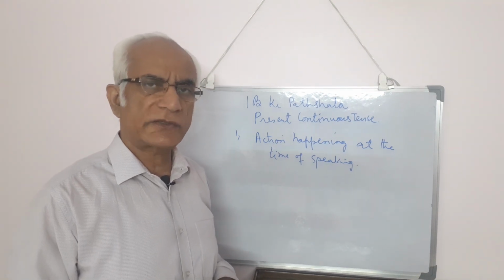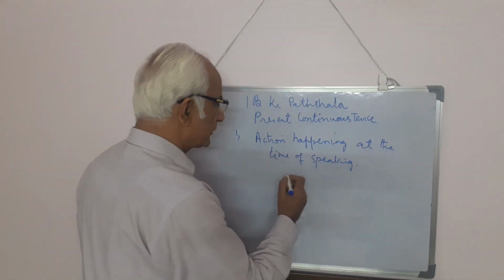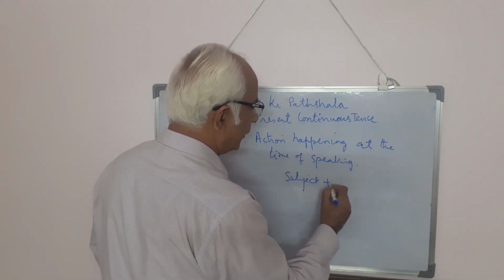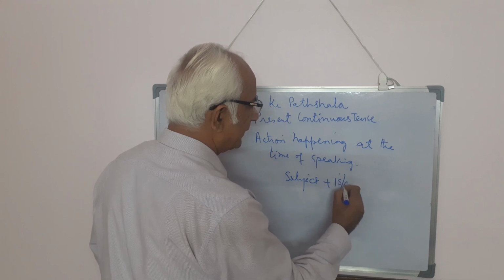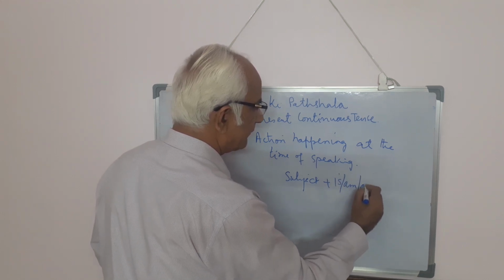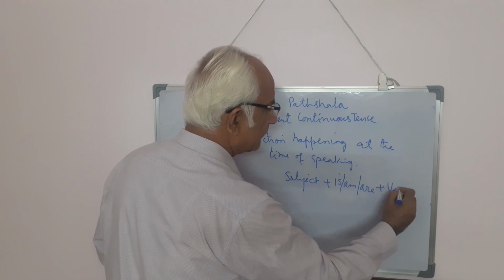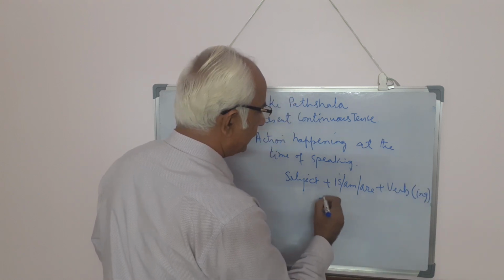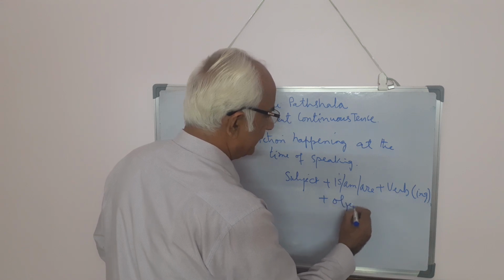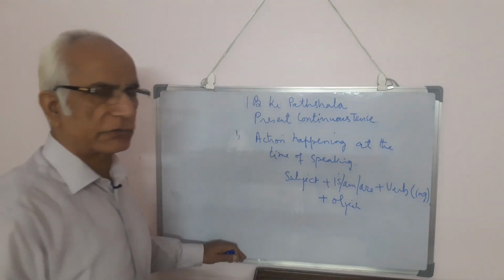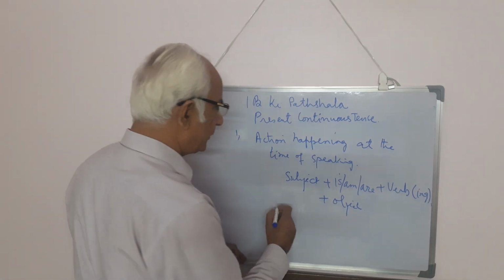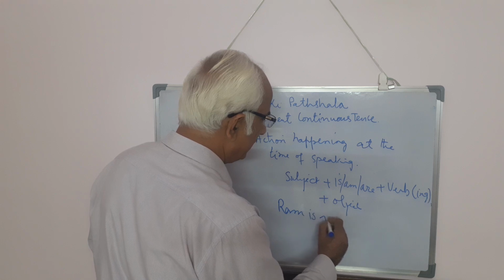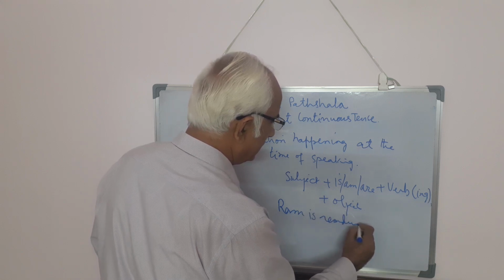And how do we construct the sentences? We use subject, then followed by helping verb is, am, are, and then verb, and with the verb we add ing, and then object. This is the way we construct sentences. For example, Ram is reading a book.